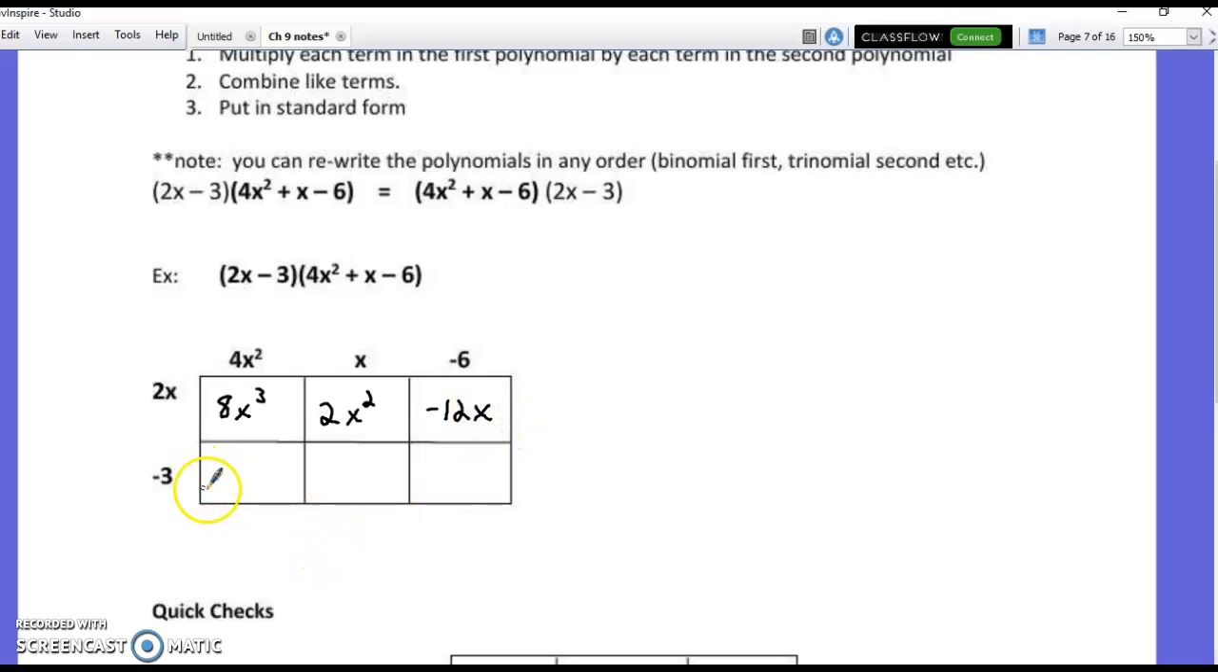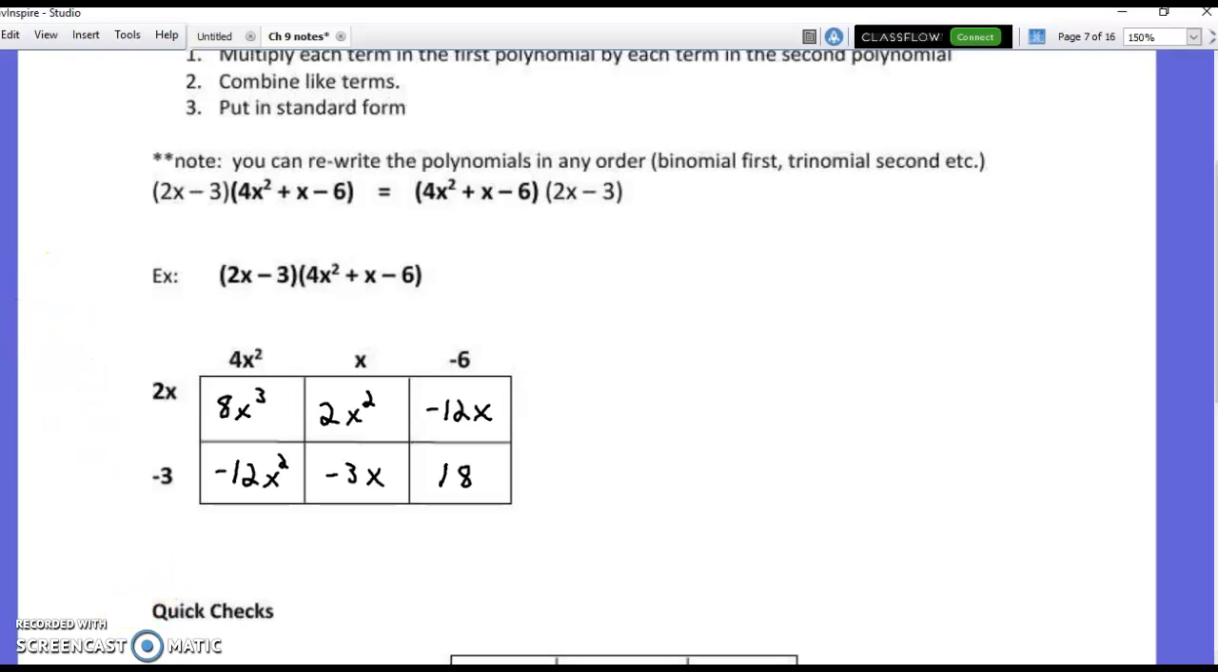Now we go to the second row, so I have a negative 3 times 4, that would be negative 12. Then we have that x squared, negative 3, and then negative x, so that would just be negative 3x. And then we have a negative 3 times a negative 6, so that would be a positive 18. Just remember, negative times a negative is a positive.